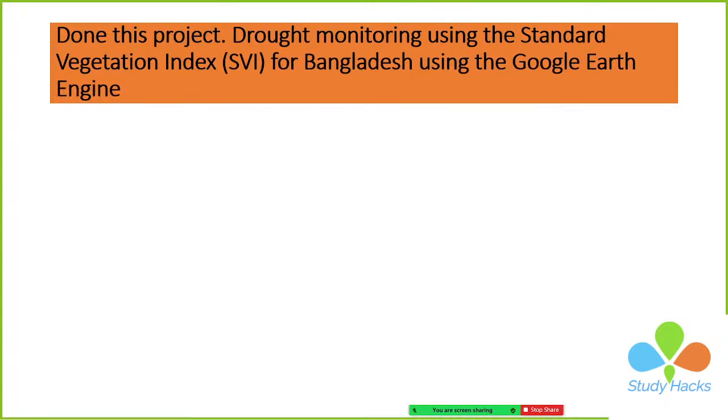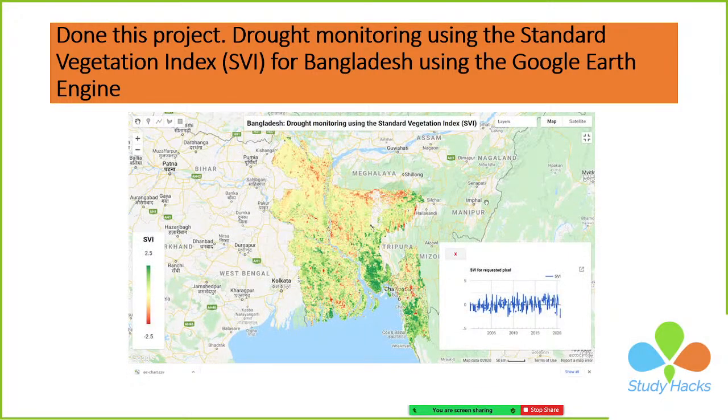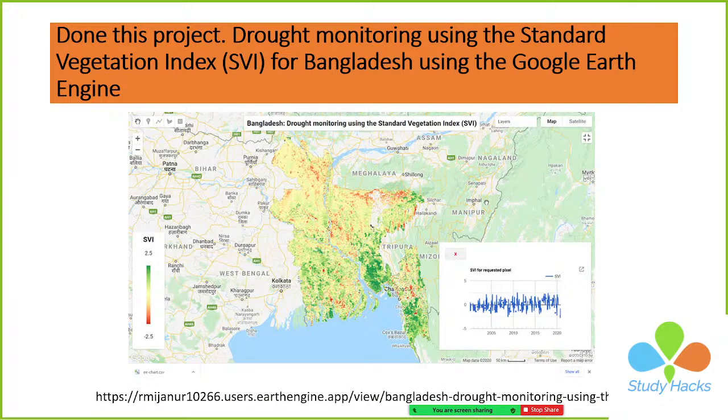Okay. So this is another thing for drought monitoring using the standard vegetation index, or SVI, for Bangladesh. So we can easily use the algorithm for Bangladesh and get the drought monitoring using the standard vegetation index, or SVI. And this is the web application. Anyone can access the web application.